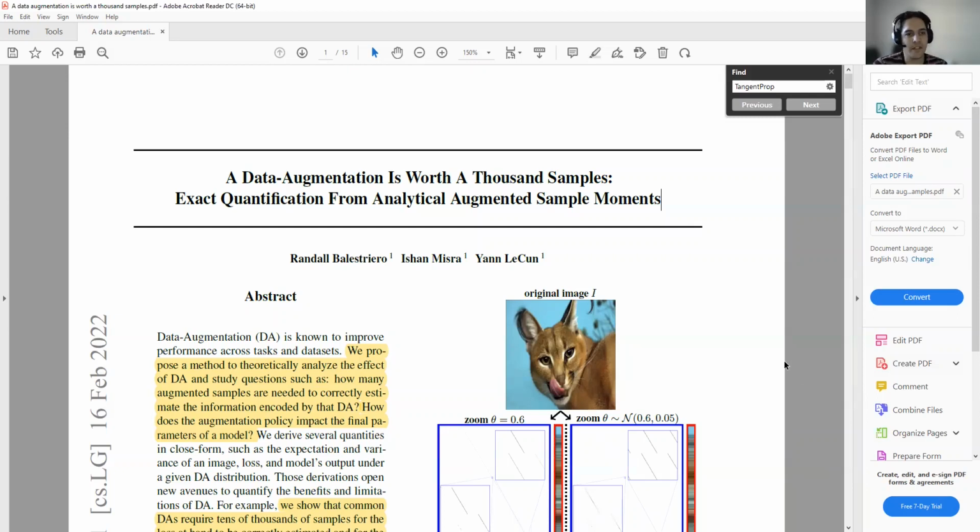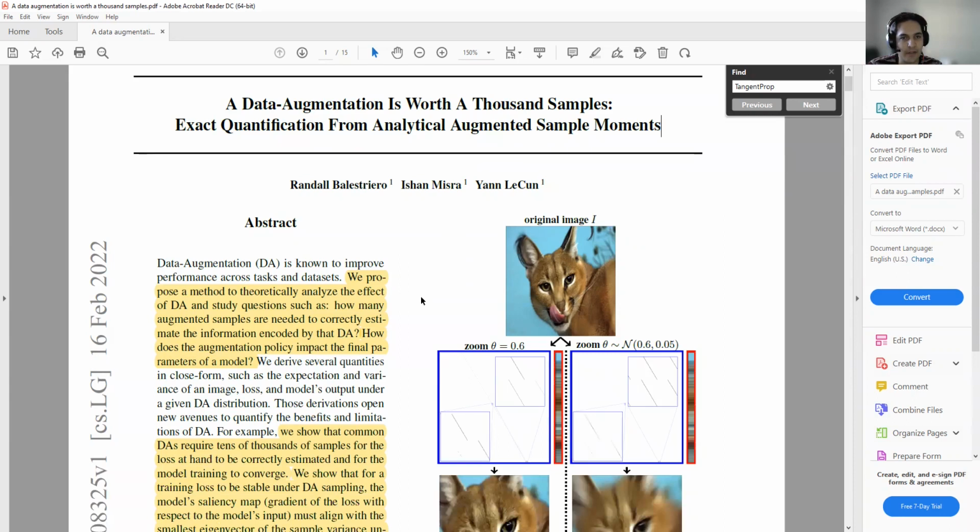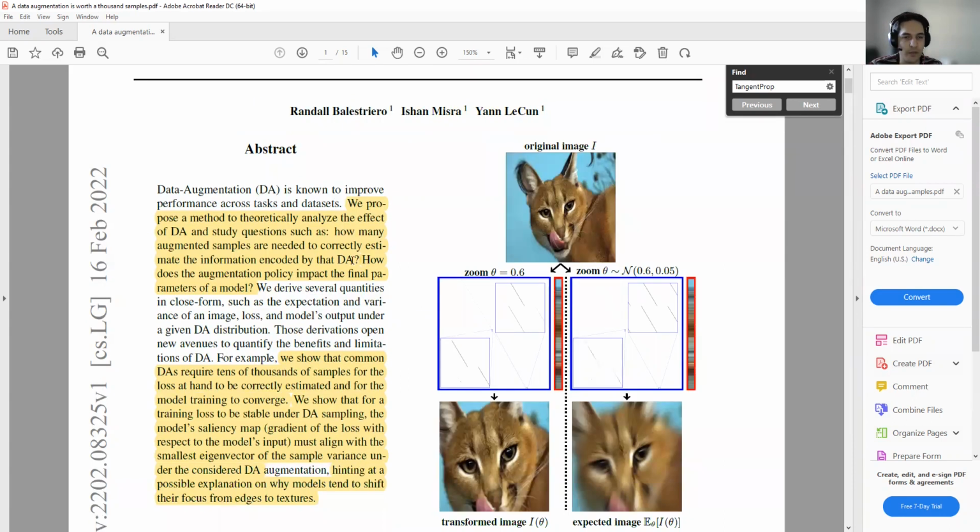Hello there. In this video, I want to talk about "Data Augmentation is Worth 1,000 Samples." This paper was published on 16 February 2022, and basically, it talks about how augmentation is important for training a deep neural network.